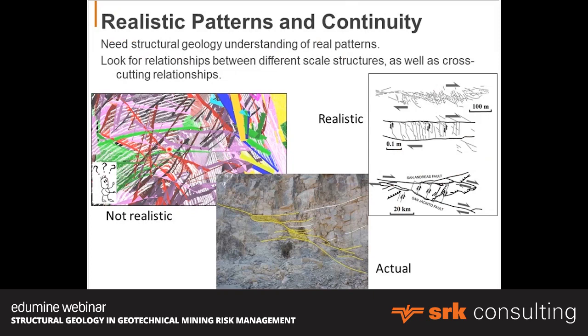Realistic models have realistic patterns, geometries that we understand do form in rocks. We understand how and why they form. These are just some examples. This is an actual face. There's a very small little minor fault. You can see the extreme variability in the structure across the face and the secondary structures, all related to the same structural feature. Some more examples from the literature.